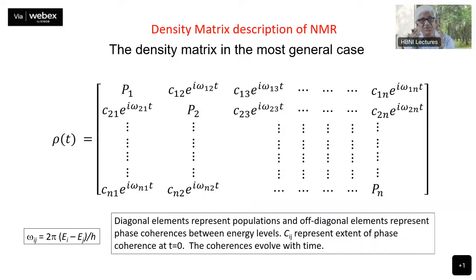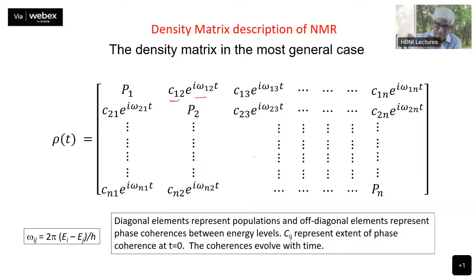Each of the n levels has a population, so you put these populations along the diagonal of this matrix. So you have P1, P2, P3, P4, Pn. All the populations are put along the diagonal. And then you have the various kinds of phase coherences between the energy levels. So you have the states 1 and 2, 1 and 3, 1 and 4, 1 and 5, 1 and n. So you have the coherences between the spins in these individual states. How do these coherences arise? The creation of a transverse magnetization is an indication of the coherence, the phase coherence between the spins. So these ones are the coherences.